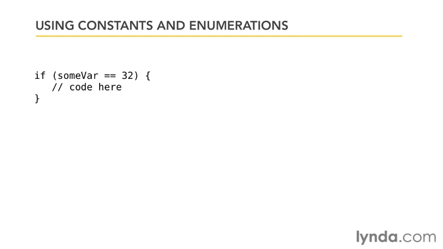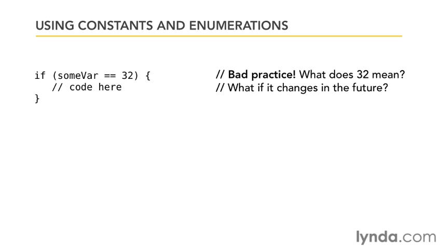So we have some if statement and we've got some variable and we're comparing it to the constant number 32. And if that condition evaluates to true, then some code is going to run. The problem is this is a bad practice. First of all, what does 32 even mean? If I'm a programmer and I'm writing the code, I might know what it means, but 2 years from now, I might not know what it means. Somebody who has to look at my code most probably has no idea what that means.